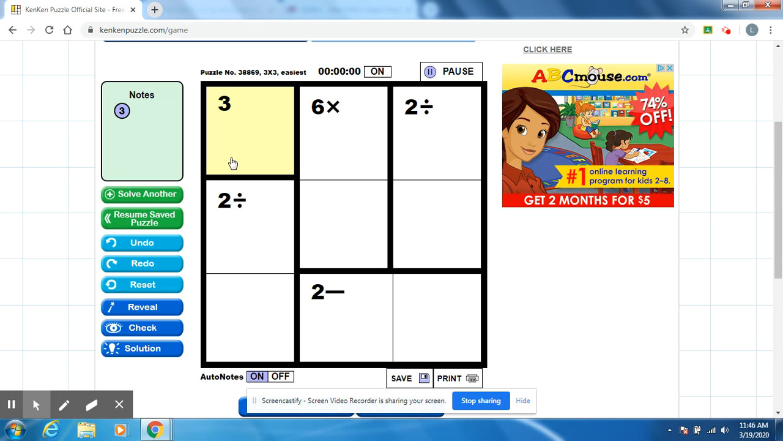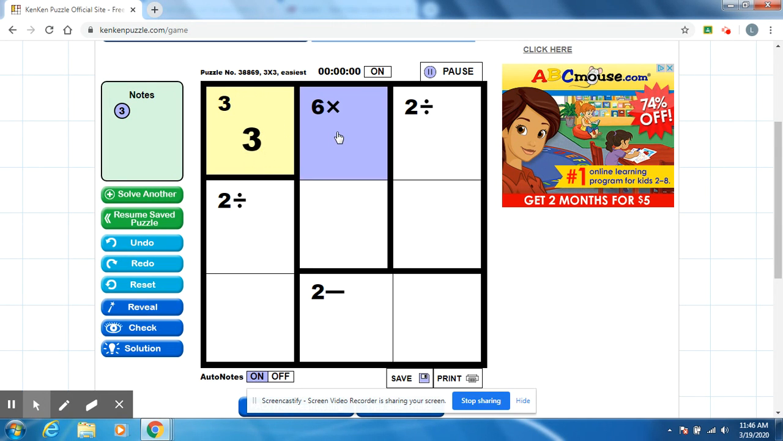and each row needs the numbers 1 through 3. Each column needs the numbers 1 through 3. And then, unlike a Sudoku, see how this box has 2 cells in it. The number in the top left corner tells us that the two numbers in this cell you have to multiply together to get 6. So if it doesn't have an operator, so for example here's a 3, that just means that that is the number of the cell. So this is a 3.